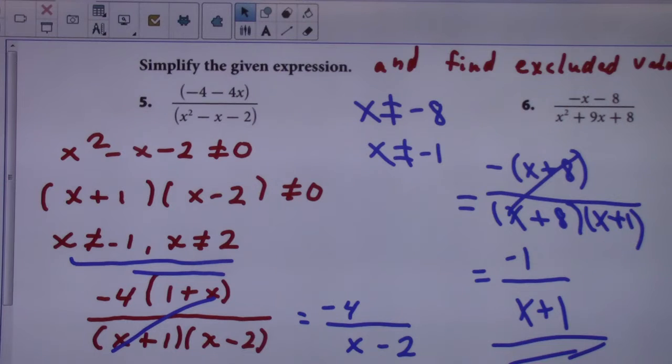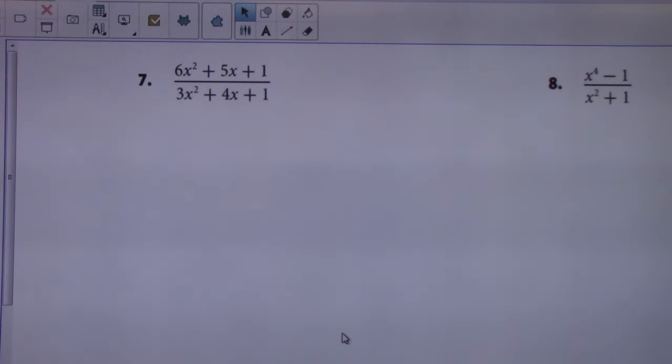Okay, so basically it's simplify the expression and find excluded values. So that's one thing we have to be concerned with. So we're gonna keep that going. So we look at number 7. What's our first thing? What are we going to do with this one?